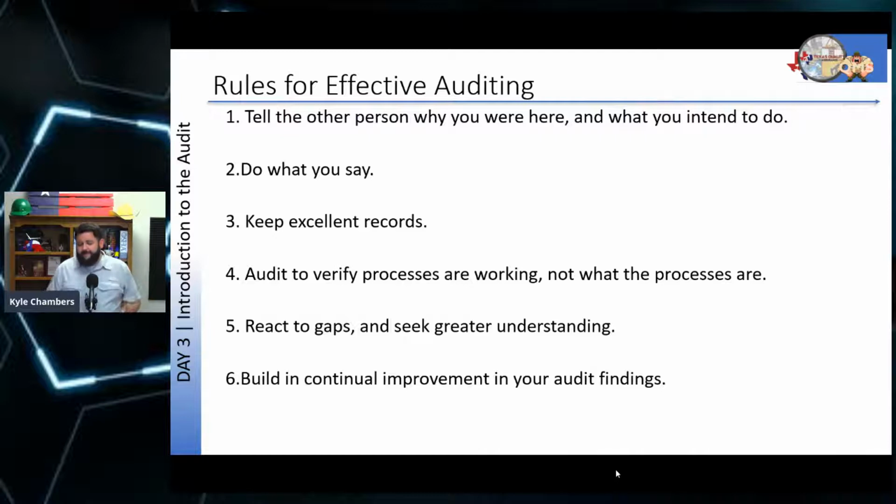So we want to look at some basic rules for an effective audit. Showing up and saying, I'm the auditor, I am here to audit your facility, is not a very good way to engage in an audit. We've probably all had some of these from a certifying body before, probably from an internal audit before, but you want to start with telling the person why you are here and what it is you intend to do. Seems simple, seems fundamental, but this is a very critical part of the audit: you want to make certain that they understand why you are here talking to them.